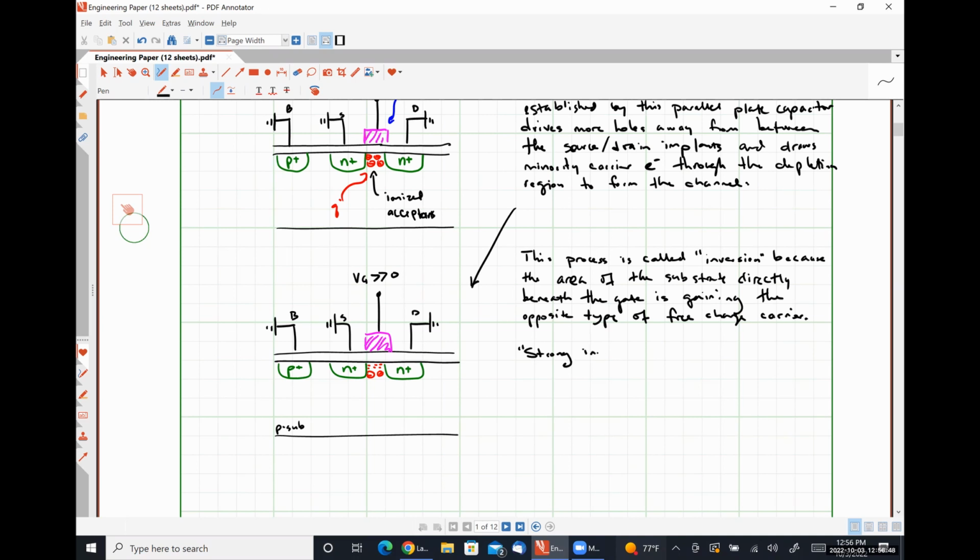Strong inversion occurs when the region below the gate becomes as N-type as the substrate is P-type.